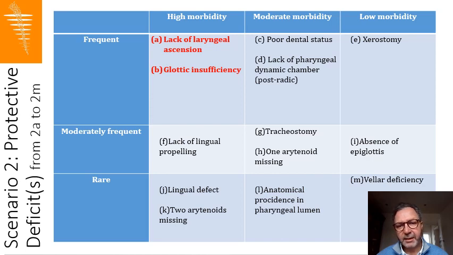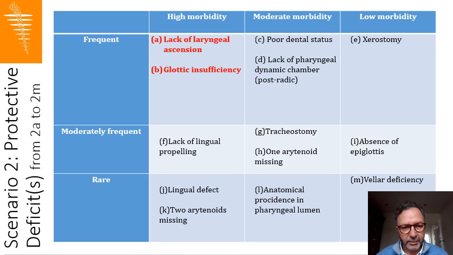Going to the next little classification here, you will see people with poor dental status, which is a scenario 2C. A lack of pharyngeal dynamic chamber, which is in fact a lack of elasticity of the pharyngeal wall, is really important. These are classified 2D. And then you have xerostomia, mostly induced by medication, which is classified 2E.